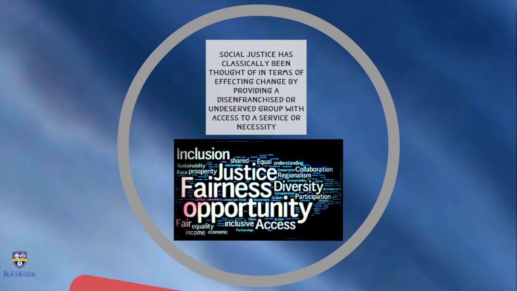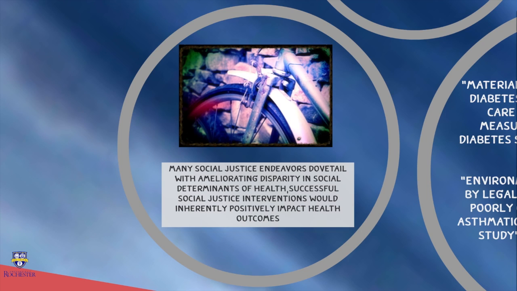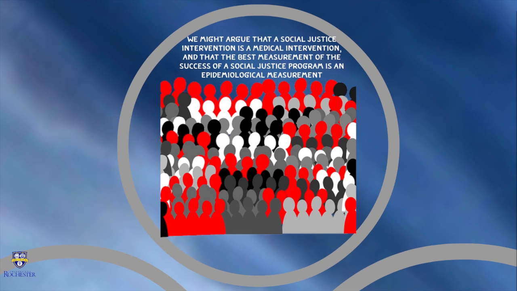Social justice has classically been thought of in terms of affecting change by providing a disenfranchised or underserved group with access to a service or necessity. Many social justice endeavors dovetail with ameliorating disparity in social determinants of health. Successful social justice interventions would inherently positively impact health outcomes. We might argue that a social justice intervention is a medical intervention, and that the best measurement of the success of a social justice program is an epidemiological measurement.